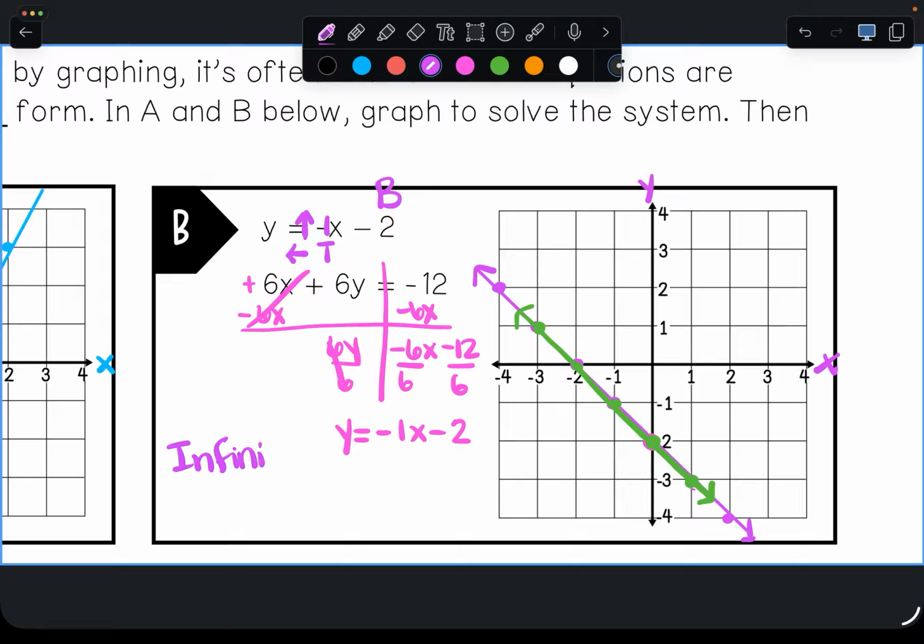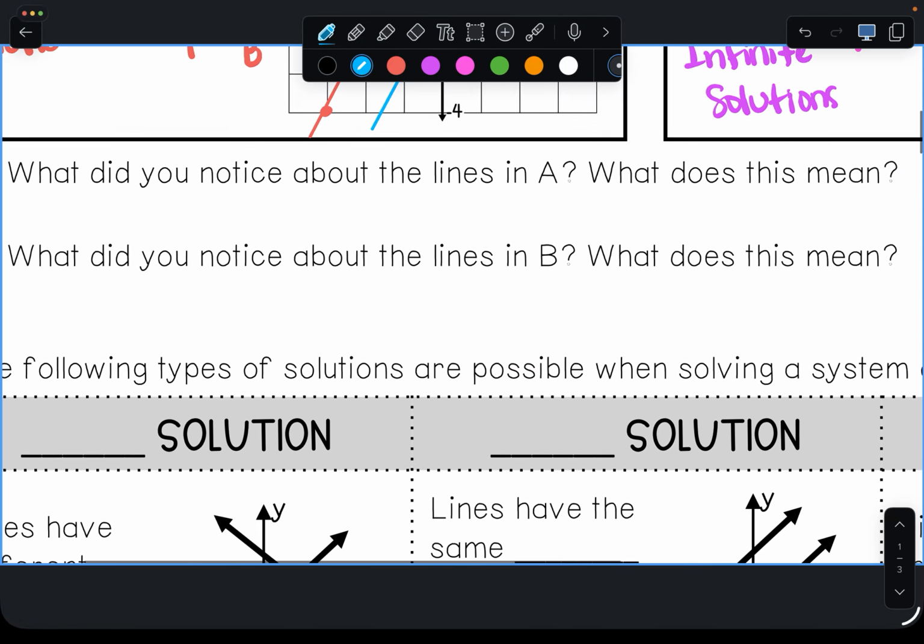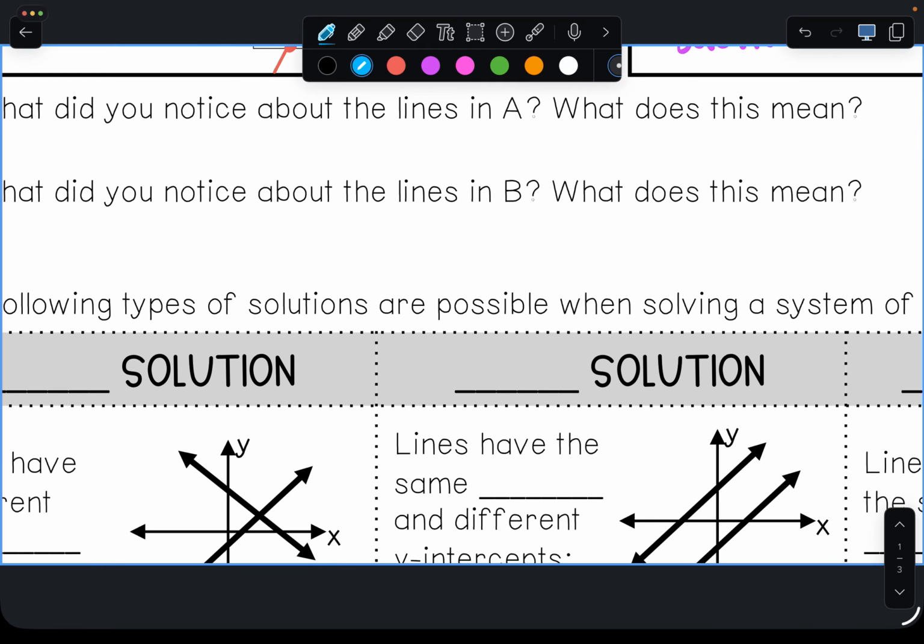The first equation on number 2 does not have a y-intercept, meaning that y-intercept must be 0. Okay? The slope is positive, so we rise to the right. We rise 3, right 2. Rise 3, right 2.